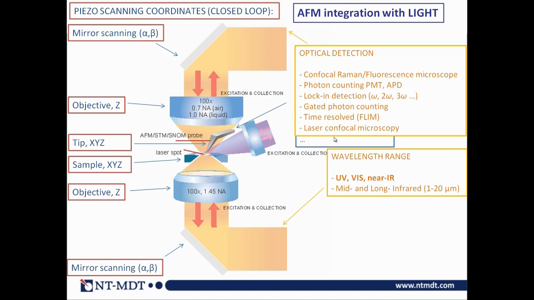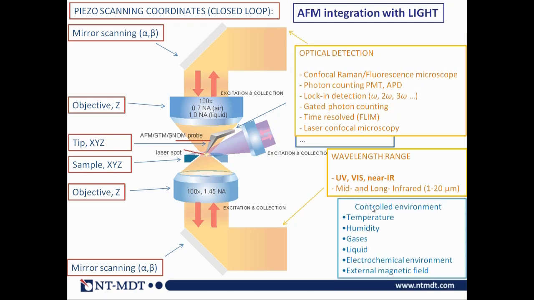The wavelength range, the standard, is visible. Upgrade options to UV and near infrared are available, and finally we have customized solutions to bring mid and long infrared light onto the end of the AFM tip. The experiments can be done under controlled environment, temperature, humidity, gases, or even in liquid, in electrochemical environment, and some experiments can also be done at external magnetic field.